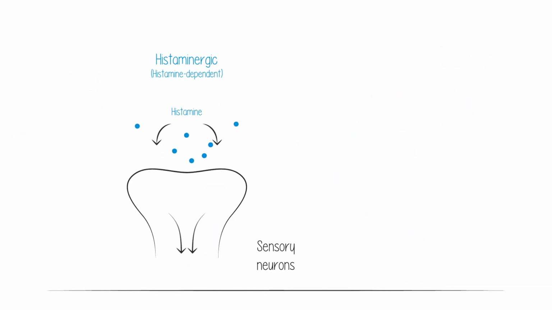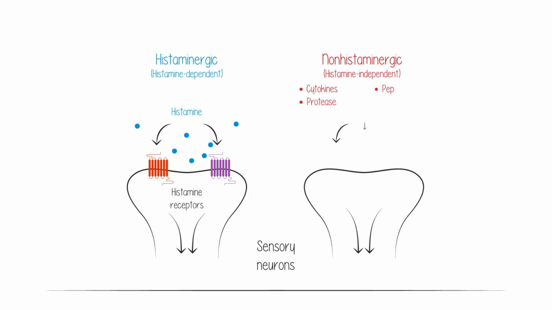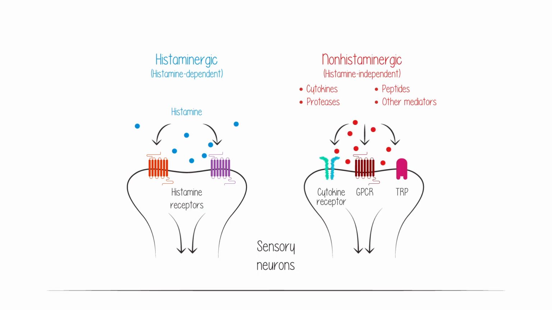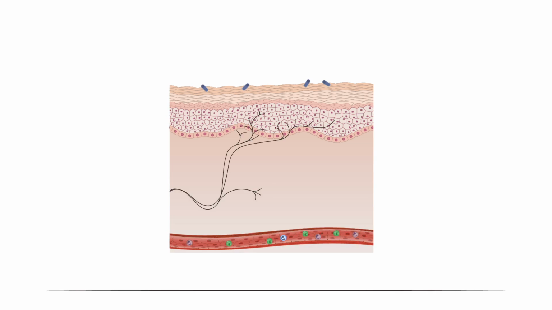You may recall from the previous video that multiple pruritic pathways are dependent on different types of signaling mediators. The nerves that transmit itch in patients with AD are primarily, though not exclusively, sensitive to non-histaminergic or histamine-independent itch pathway activation, which tends to underlie chronic itch. Chronic itch isn't the whole story in AD.